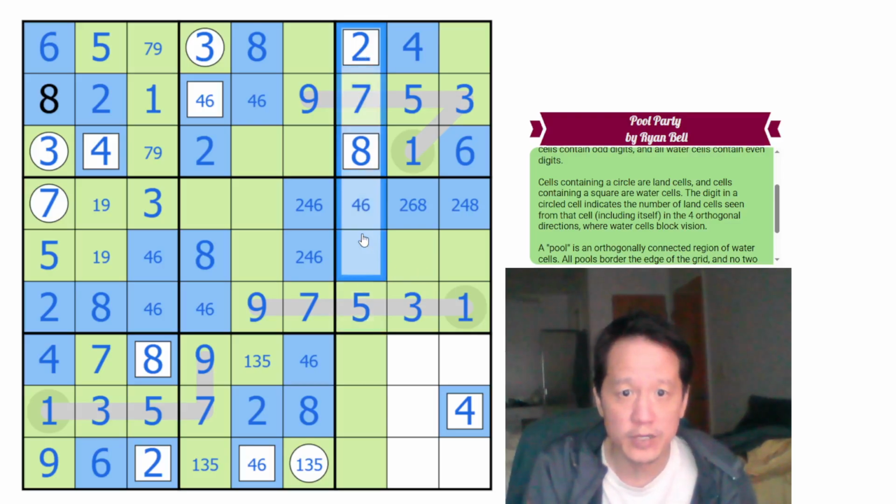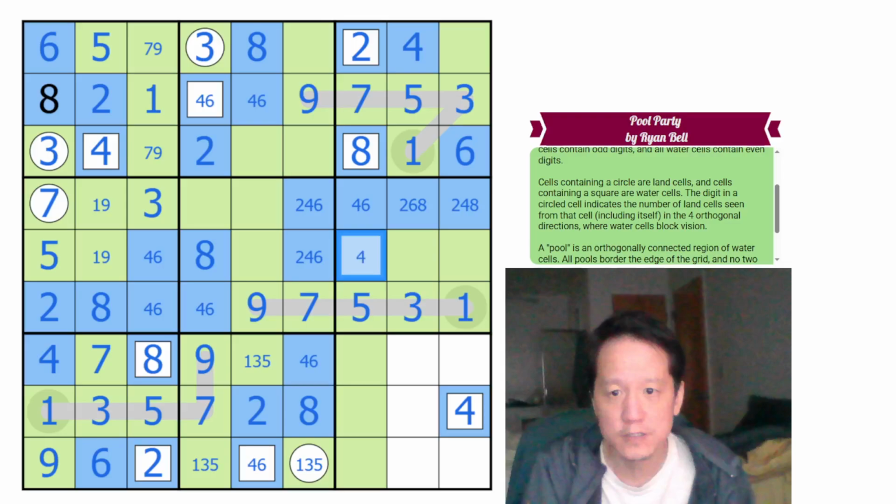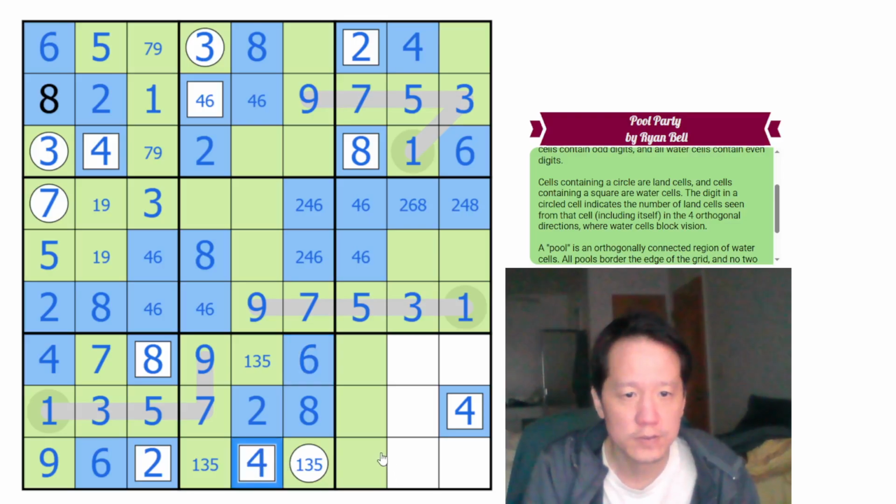This can't be 2 or 8. This has to be 4 or 6. This can't be 4, so this must be 6, which makes that a 4. We have 1 land cell here. This can't be 4. This can't be 6, so this is 2, 8, 2, 8.